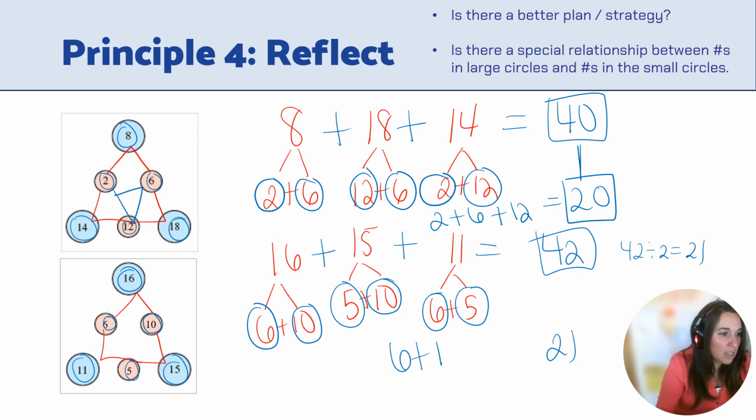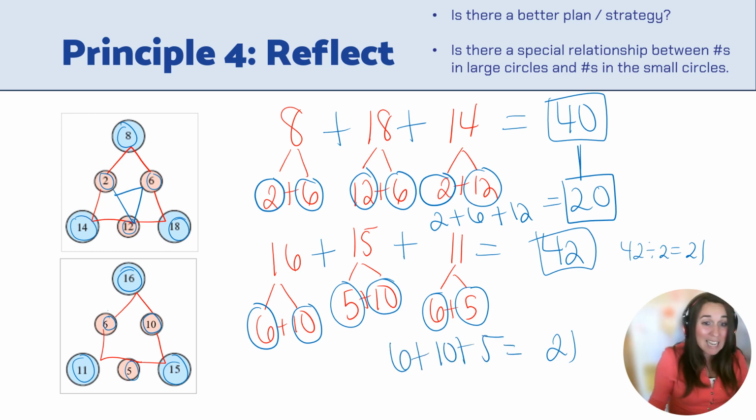So let me add those up. 6 plus 10 plus 5, and that does, in fact, equal 21. And so you always want to make sure these relationships you notice hold and check out, and it did hold here. And so that's really exciting because I now have this really cool, unique relationship that I can use moving forward to solve similar problems. And that's exactly what we're going to do on the next slide.